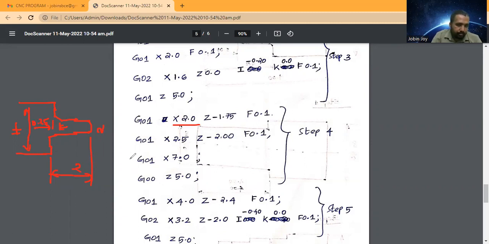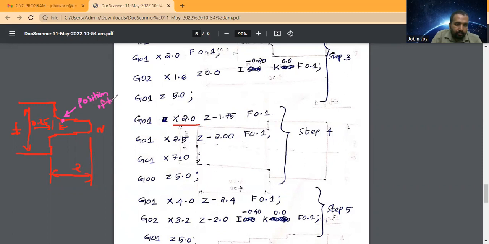And I will position the tool at X equal to 2 and Z equal to minus 1.75. That means 2 minus 0.25. So this is the position of the tool.